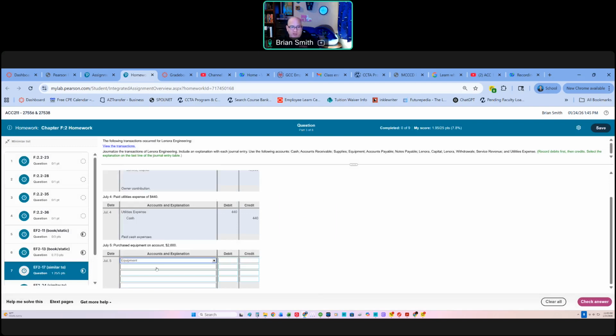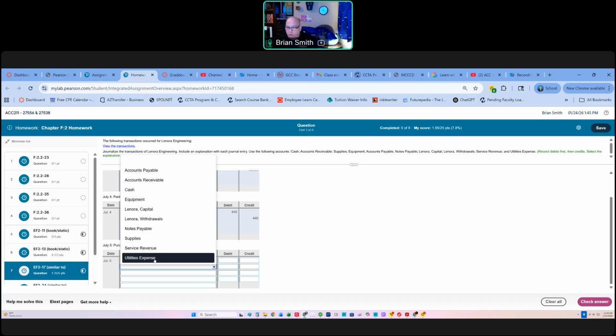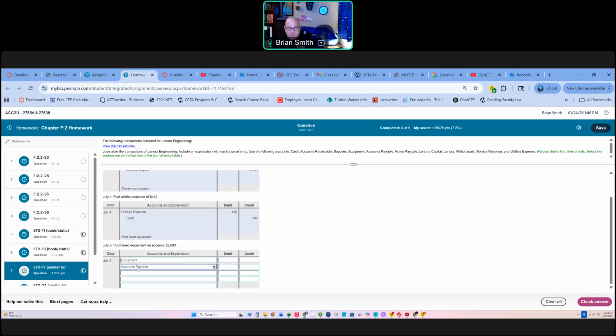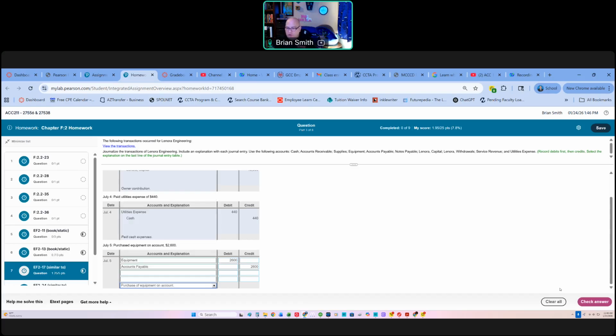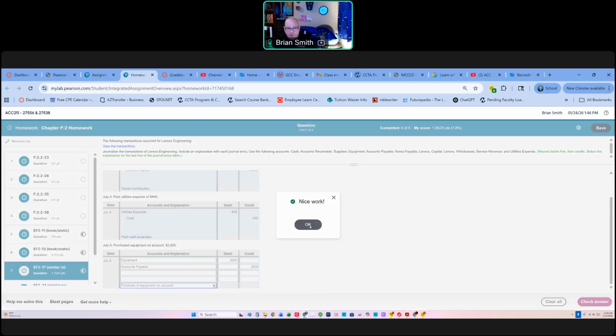Now, when we're talking about on account, what that means is we're owing that money. Personally, I'm going to use notes payable probably because I'm buying this with a note from the bank, but it doesn't really specify that. So we're going to put accounts payable and see if that's what it wants. It's a good chance it's going to tell me I'm wrong because it doesn't say we signed the note, so maybe that's why. I don't know. Sometimes it's a matter of just trying to understand what the book is looking for. Purchase equipment on account. All right, so it liked it.